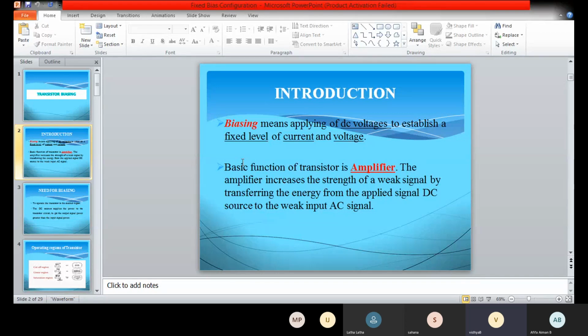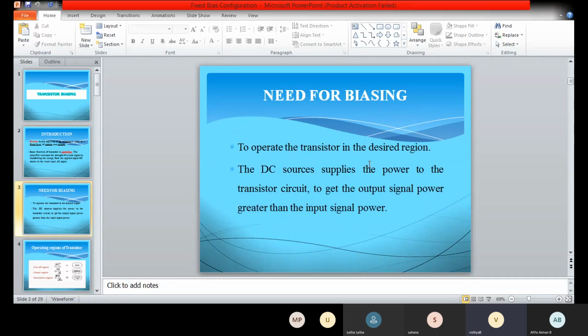The basic function of a transistor is as an amplifier. In this we read about biasing and types of biasing. The need for biasing is to operate the transistor in the desired region. That means the transistor will work in the active region. For that we need biasing to operate in the particular region. To operate a transistor we need biasing.